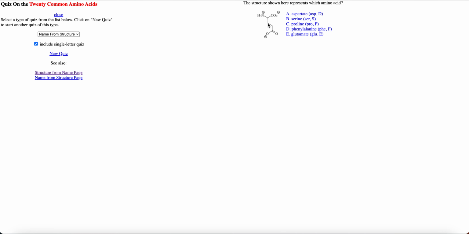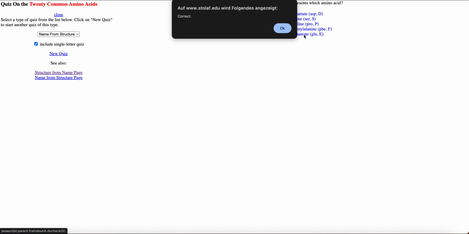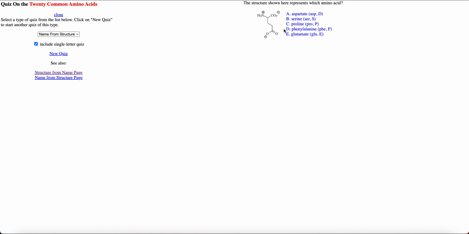So I found here a carbon and then another carbon, and then you can see here is a carboxylic group, and that means acid for me, and then it's longer, so I think it's glutamic acid. That means glutamate. Let's see if it's true. Yes, correct. Then we go to the next.